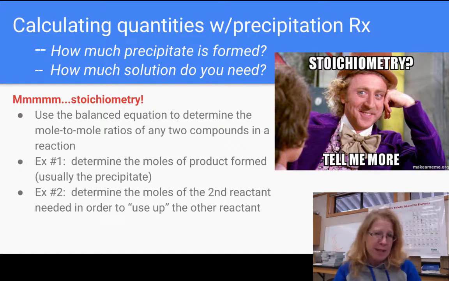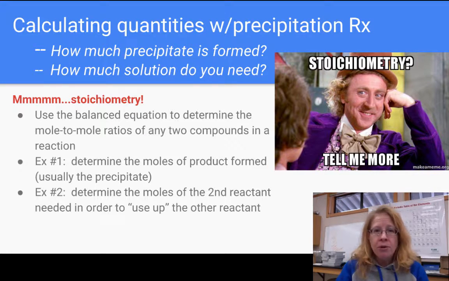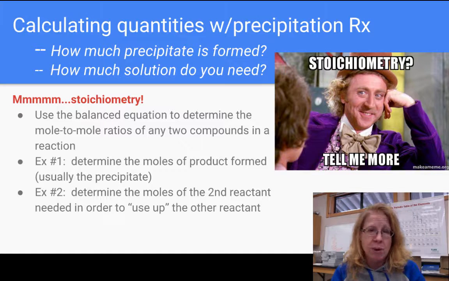And remember, as a review, what is stoichiometry? Number one, we have to have a balanced equation because that's going to give me the mole-to-mole ratios between any two compounds in that reaction. They could be two reactants, two products, or a reactant and a product. That balanced equation is the gateway. It gives us the mole-to-mole ratios, and that's the central step of every stoichiometry problem that we do.